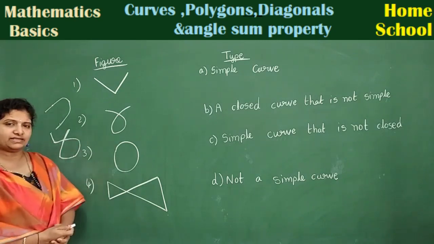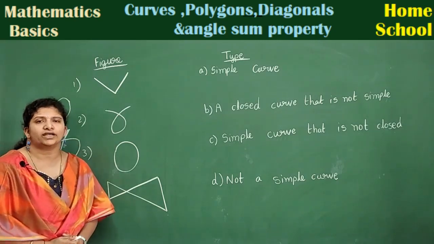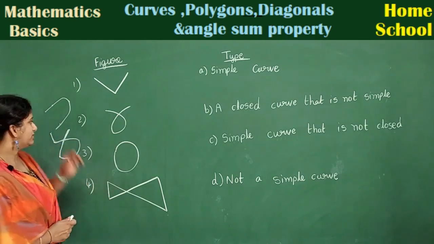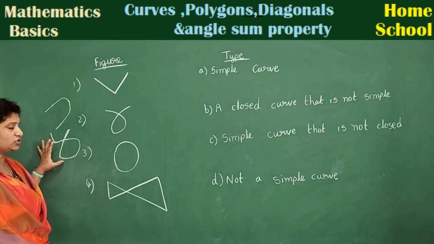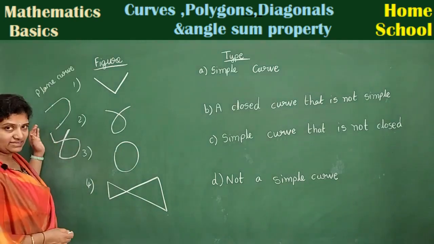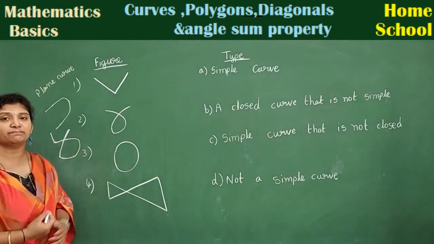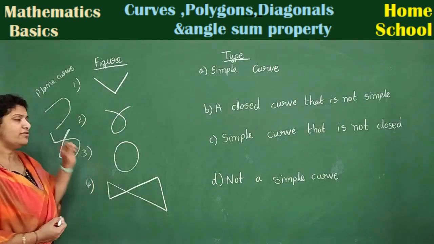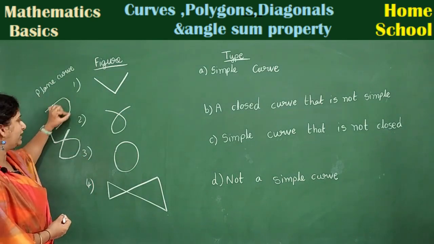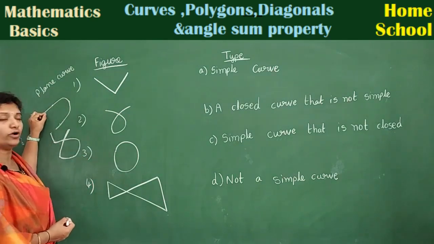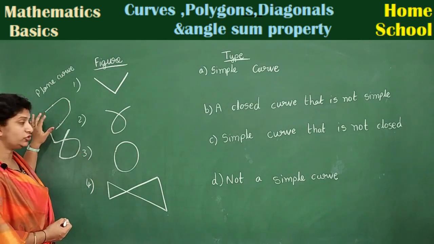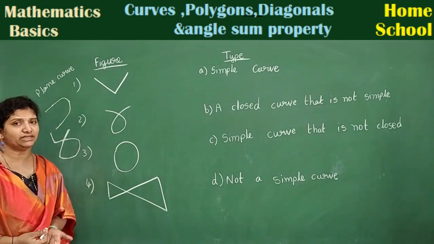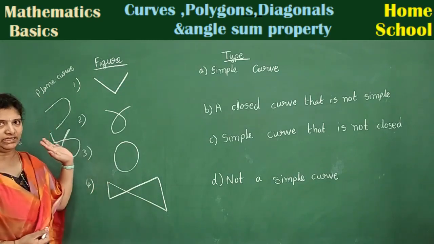Then what can I say? This type of curve is not a simple curve. This is a simple curve. This is not a simple curve. So once again, what is a plane curve or a simple curve? When we start joining the points from one point, it should end at another point, or the same end point it can touch. But it should not be retraced. If it is retraced, it is not a simple curve. Then this is a simple curve.